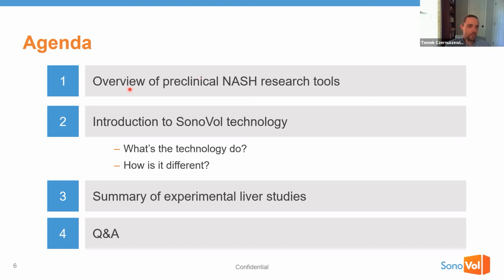This has really been kind of a pet project of mine since I joined the company, basically bringing elastography to the preclinical world. This slide captures the higher level agenda that we'll talk about on the webinar today. I'll start by giving an overview of the available research tools that we can use for studying NASH and liver disease in general. Then we'll talk about where SonoVol fits and how our technology is different, and where we think we can do a better job than what is being done currently. The third section will probably be the most interesting. I'll try to summarize the experimental liver studies that we've done so far, and we'll round out with a Q&A session.